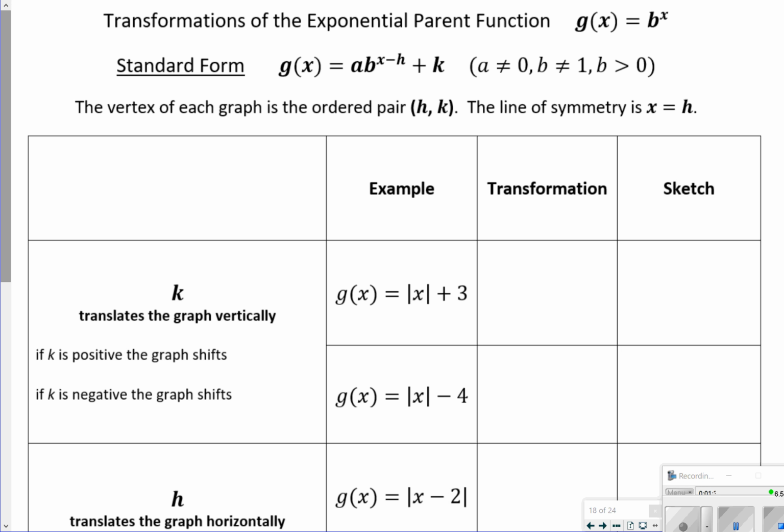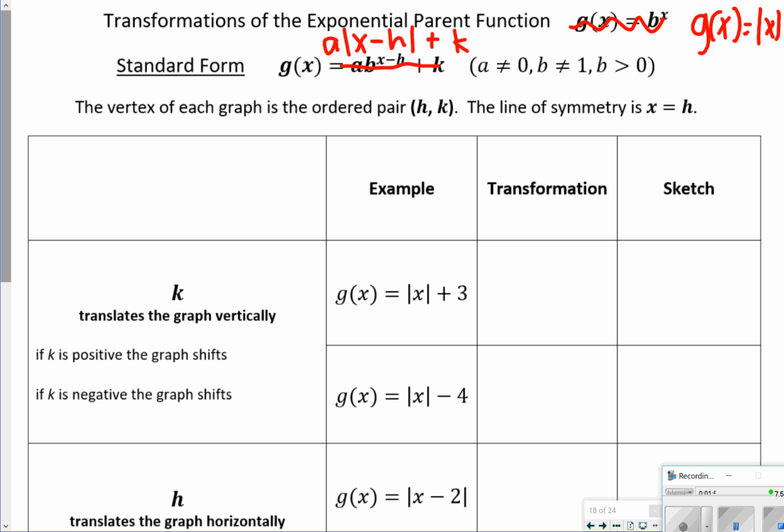This is just a reminder of what your parent functions look like in standard form, and the vertex can be found at h comma k. The line of symmetry is x is equal to h. And sorry, this should be written as, there's some formatting here, g of x is equal to the absolute value of x, and this is still your normal parent function as before.